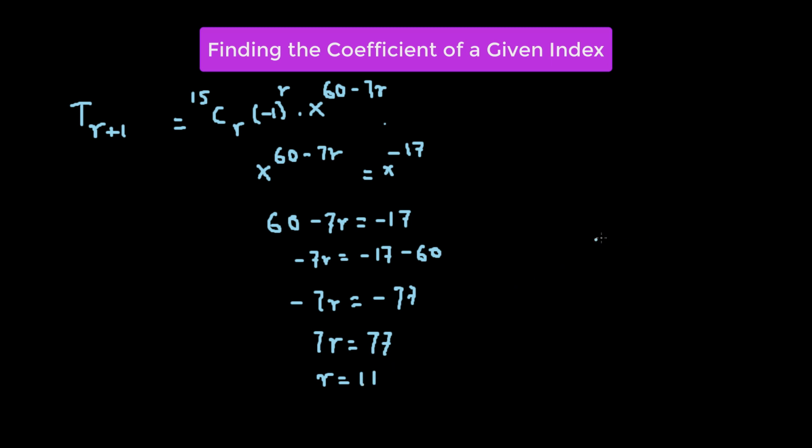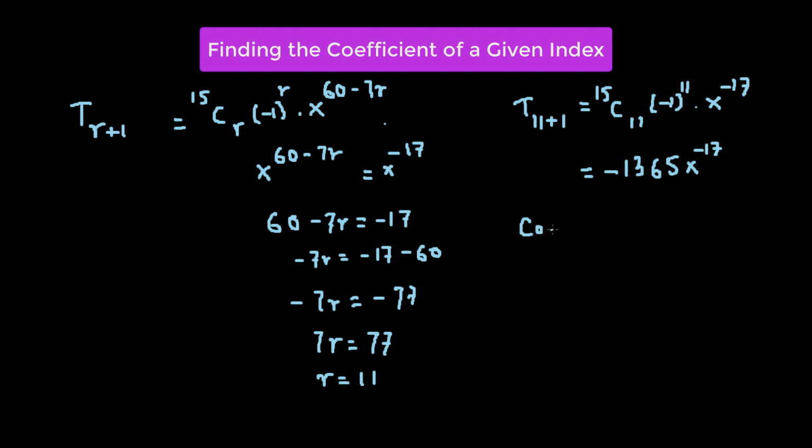So we have the 12th term. So we substitute the value. This will give us T of 11 plus 1, which is equal to 15C11 (-1) raised to the power of 11 times x raised to the power of -17, which is equal to -1365 x raised to the power of -17. So therefore the coefficient will be equal to -1365.